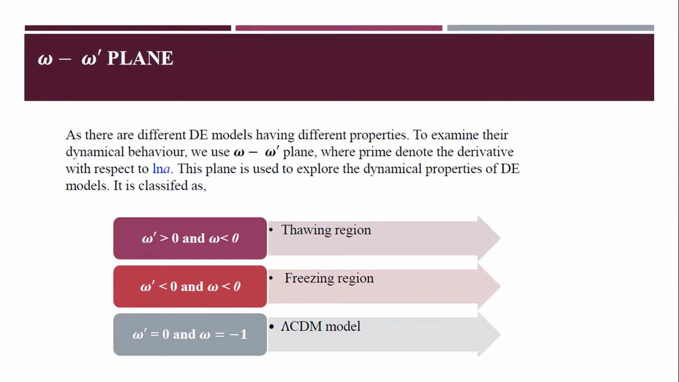This tool was proposed by Caldwell in 2004 in order to describe and characterize the regions of the universe by freezing and thawing regions. In the thawing region, we have less acceleration as compared to the freezing region. If omega prime is greater than 0 and omega is less than 0, we have the thawing region. We will discuss these two, thawing and freezing regions, for our models in the later slides. And for omega prime equal to 0 and omega equal to -1, we have the lambda CDM model.